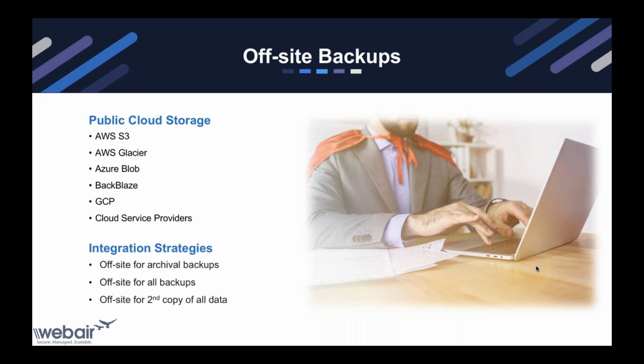But we also have to consider what are the pros and cons of the public cloud. Where does it make sense? Where doesn't it make sense? And how can we come up with a best of both worlds? So when people think of offsite backups in public cloud, they're thinking of AWS S3 or Glacier, Azure Blob or Google, cloud service providers, managed providers like Webair. And there's really three strategies. One is, let's use the public cloud storage for archival backup. Let's use it for all of our backups and forget local. Or let's use it for that second copy.